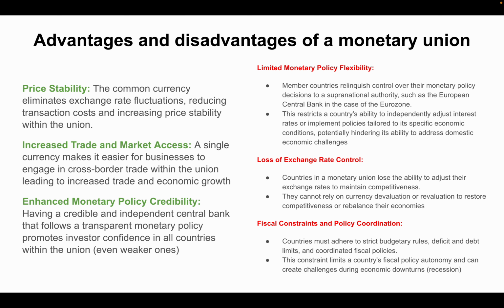Countries must adhere to strict budgetary rules, deficit and debt limits, and coordinated fiscal policies. So this constraint limits a country's fiscal policy autonomy and can create challenges during economic downturns. This was especially prevalent in Greece, so you should search up Greece EU recession.